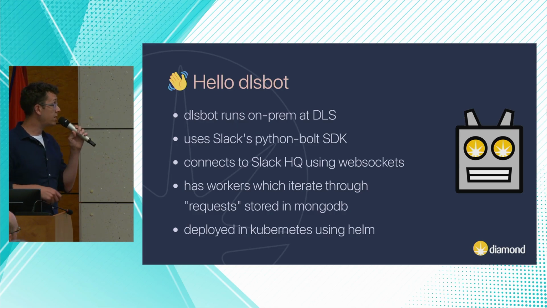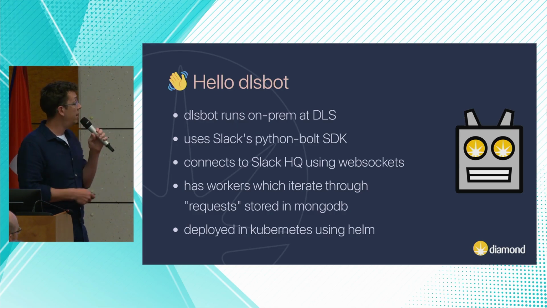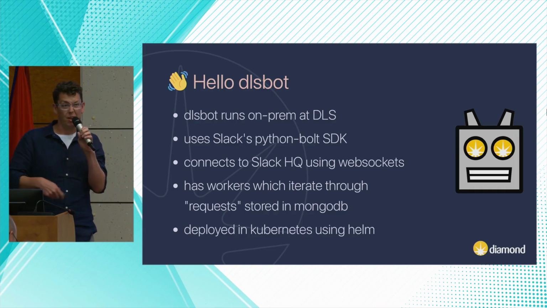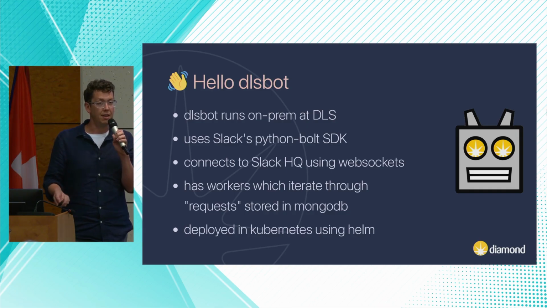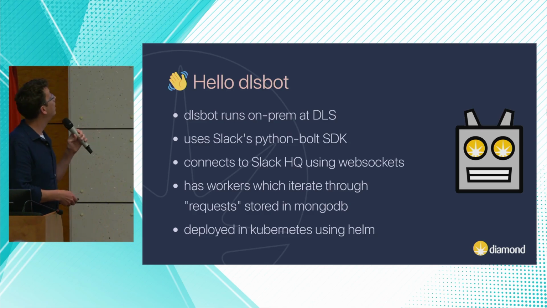We have a database, in MongoDB, where we store these requests that a user might want, and then we have a pool of workers which iterate through those requests, and if they see that an action needs to be taken, then the worker does that. And it's deployed in Kubernetes because we're cool.